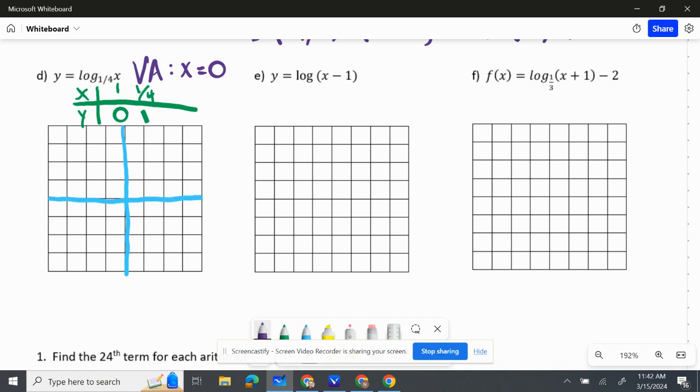So we have our vertical asymptote at 0. And then when we plot our points, we have 1, 0, and 1/4 and 1. And so our domain always starts at our asymptote. So that would be 0 to infinity. And our range in this case is always going to be the same, -infinity to infinity.